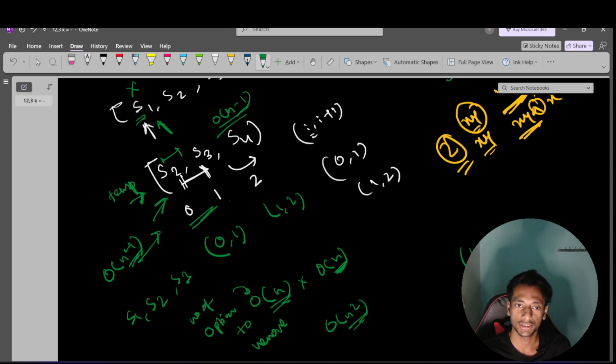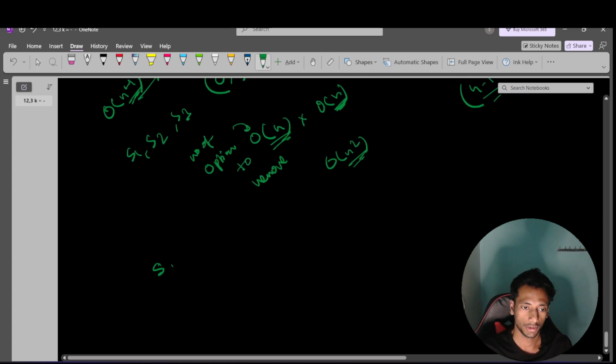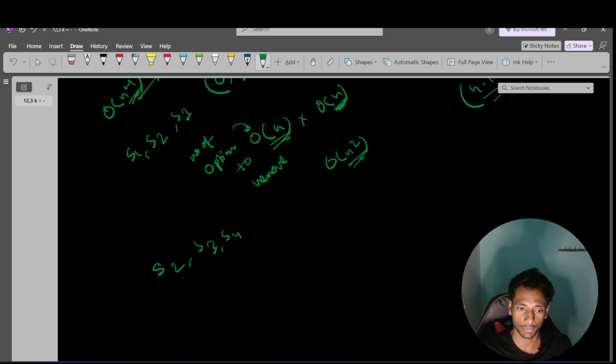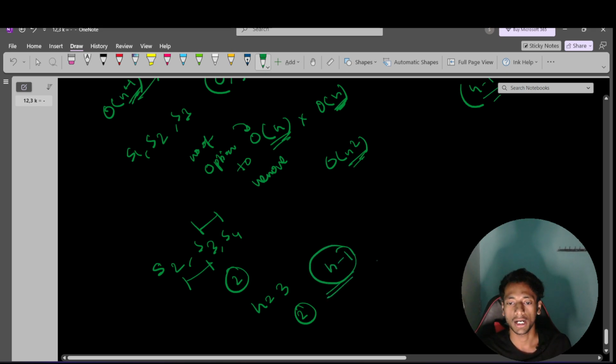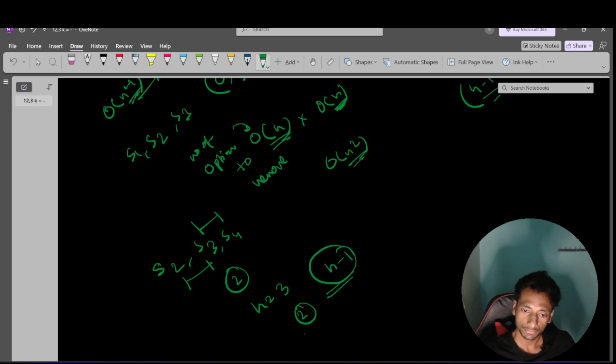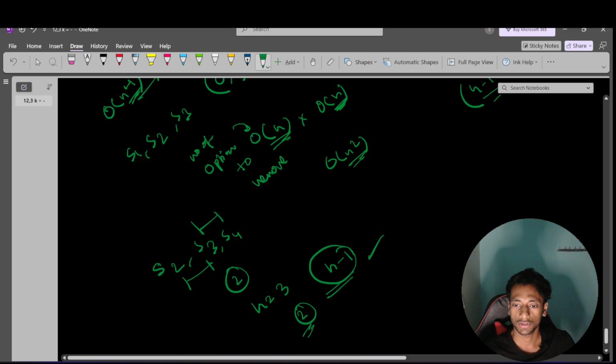So actually here, three strings, S2, S3, S4, are present. How many adjacent pairs are possible? S2, S3 and S3, S4. So ultimately 2. So what is n? 3 is the total number of strings present. How many adjacent pairs are possible? 2. So that means n minus 1 adjacent pairs are possible. Correct. So it will again take big O of n to calculate each adjacent pair.